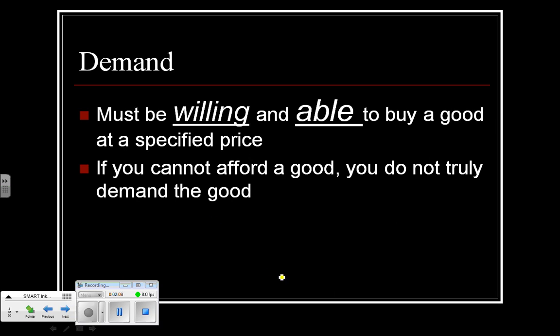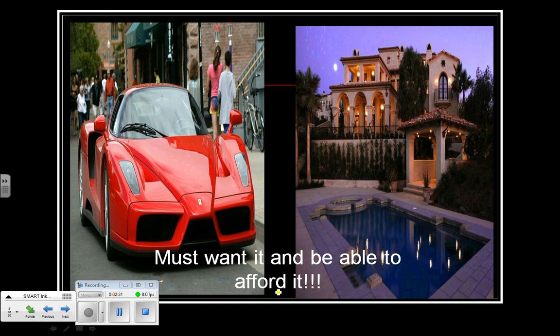Okay, again, if you're going to demand something, you have to be willing and able to buy a good at a very specific price. If you can't afford it, you don't demand it. Okay, maybe you want it. But if you simply want it or desire it and you can't pay for it, ain't happening. You don't demand it.